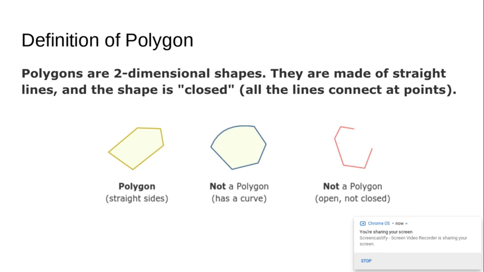That means you can draw on your paper. It does not have three dimensions where it would stand off of your paper. It has to be made of straight lines, and the shape has to be closed, meaning that all the lines have to connect at points.